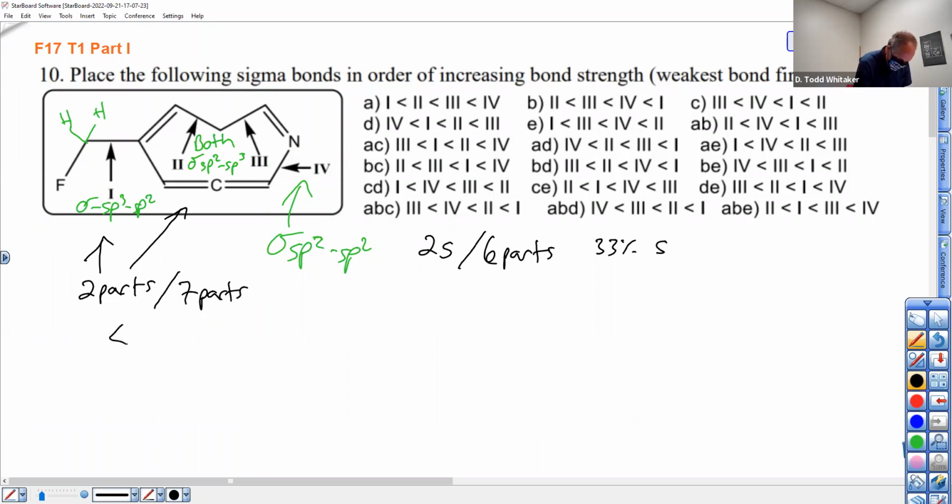And just say less than 33% S over here. You don't have to say anything. It's a multiple choice question. You circle the right answer. Okay. So we need a choice that ends with IV.